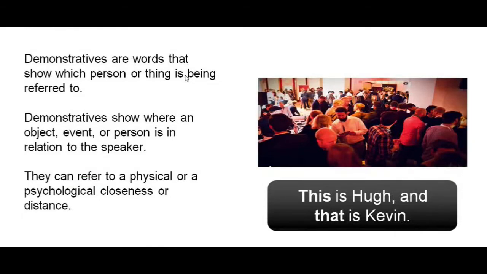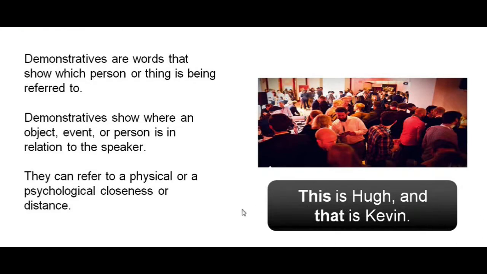Demonstratives are words that show which person or thing is being referred to. Now, demonstratives show where an object, event, or person is in relation to the speaker. Note that they can refer to a physical or psychological closeness or distance. Now let's have a look at the example over here.